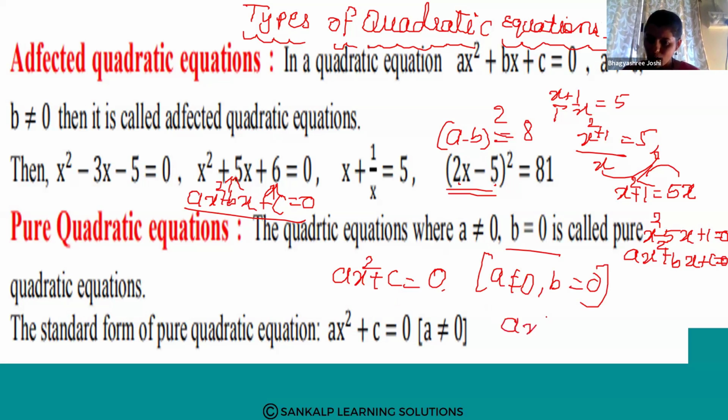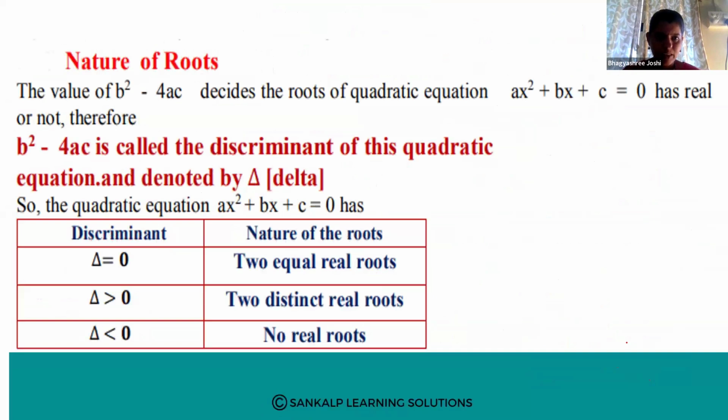Here I am not going to see b, so b is 0 here. I can also write this as b into 0, or 0 into x. 0 into x plus c equal to 0. So 0 into x is 0 only. It becomes ax square plus c equal to 0. So this is the general form of a pure quadratic equation, that is ax square plus c is equal to 0, where a is not equal to 0. Remember, two types of quadratic equations are there. One is the affected quadratic equation. The second one is the pure quadratic equation.